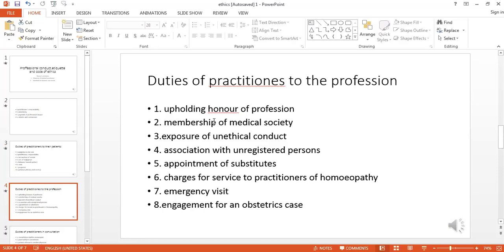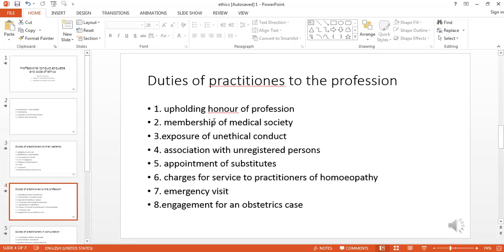After that, we have seen the duties of practitioner to the profession. We should have the respect, we should show the honor to our profession. We can increase our gratitude by joining the certain medical society. There also we can give our service. We should not behave improperly with our colleagues.